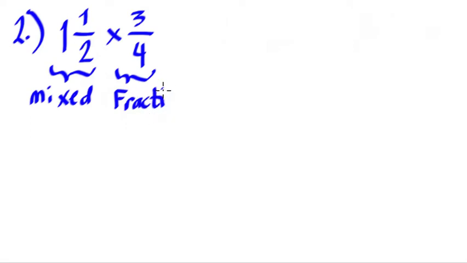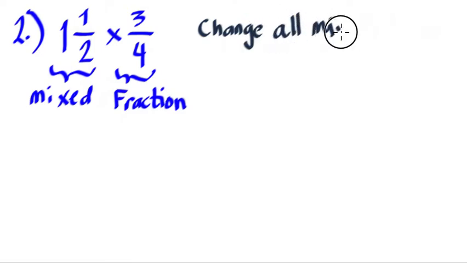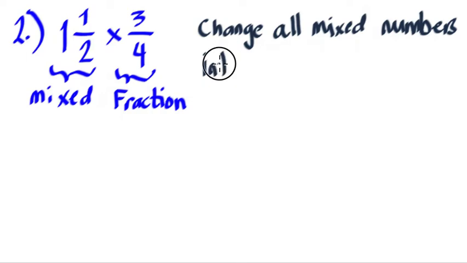So if we have this kind of problem in multiplication, it's still the same rule. We multiply numerator to numerator, denominator to denominator, but before we can even consider that, we need to consider the whole number here. So what are we going to do? What we're going to do is change the mixed number, all mixed numbers, into improper fractions.